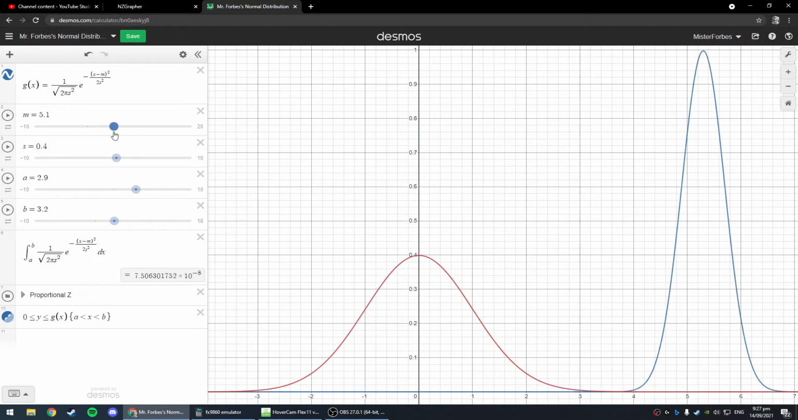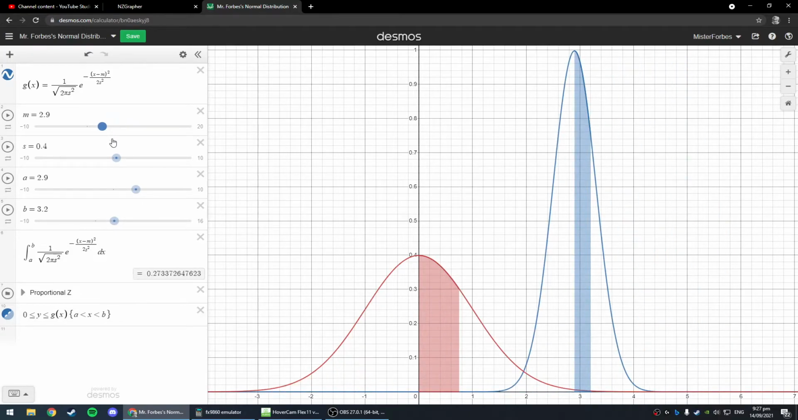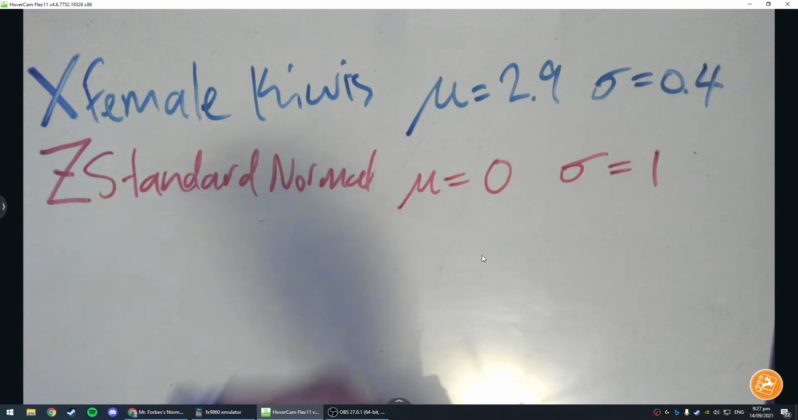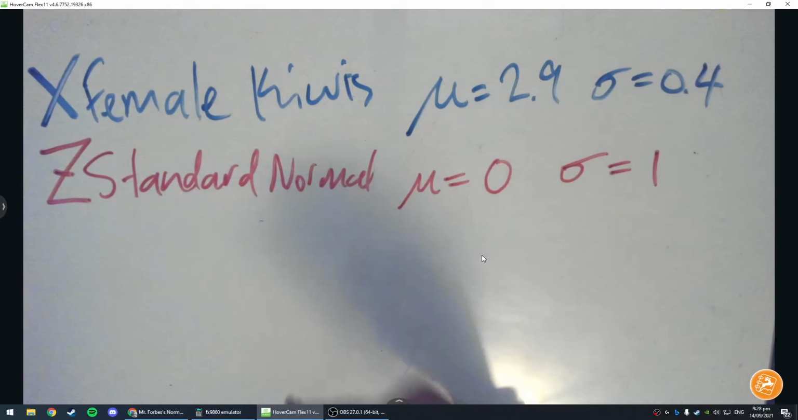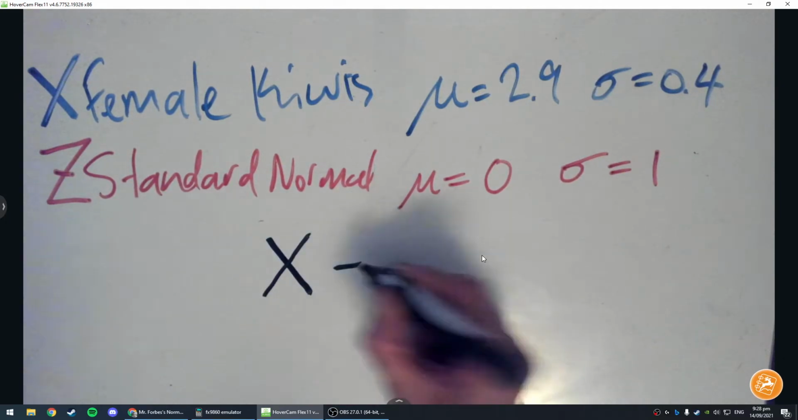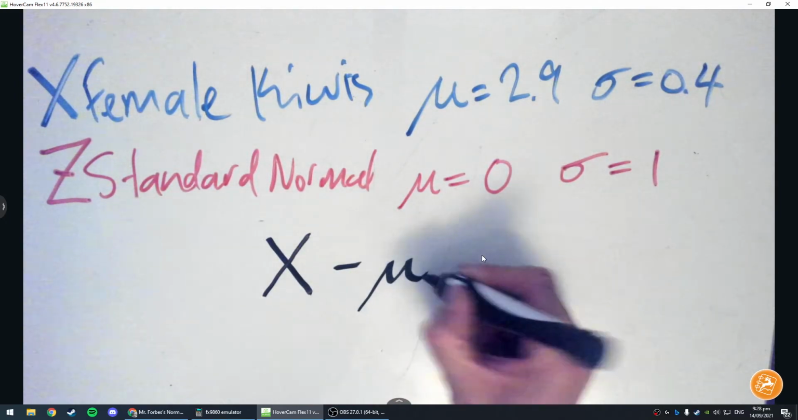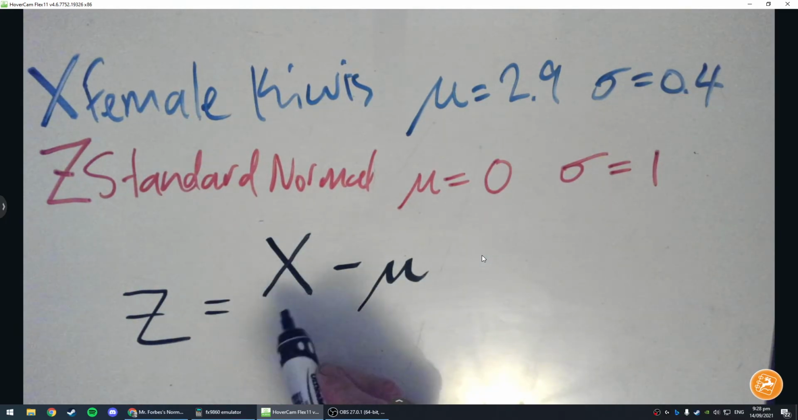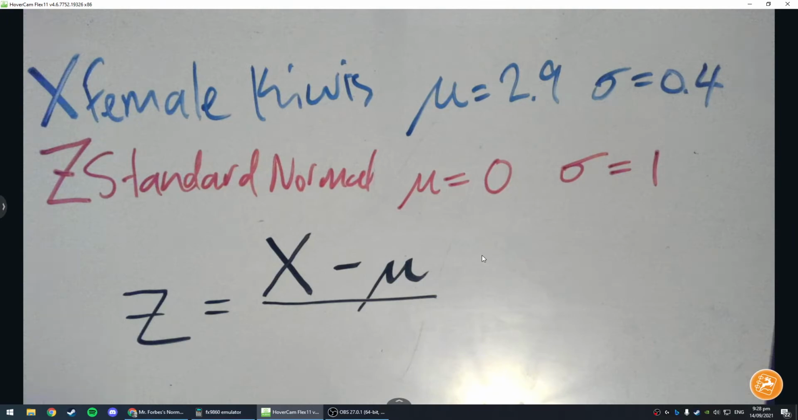Right? I'm going to go back again. I don't want to confuse you too much. Okay, so that's the first thing we need to do. So to get from x to z, we need to go x minus the mean. Right? So if we want to get to z and we have x, we need to minus the mean off of it.